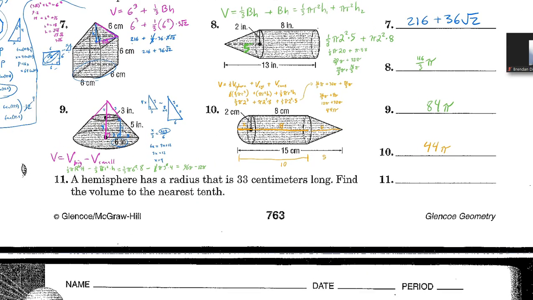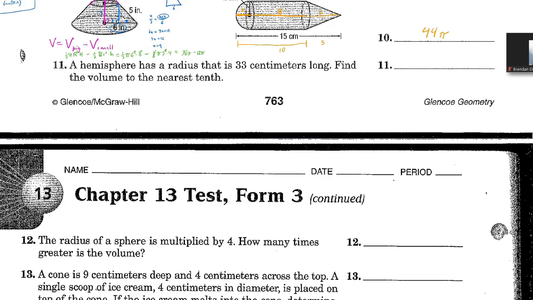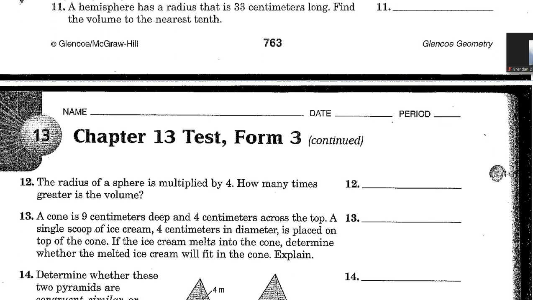All right, so last one on this page. Let's do number 11. A hemisphere has a radius that is 33 centimeters long. Okay, so hemisphere, that's half a sphere. Ooh, that was not the best drawing. So it has a radius of 33. Find the volume to the nearest tenth. Okay, so the volume is just 1/2 the volume of the sphere. There's no tricky, like which surface, anything.